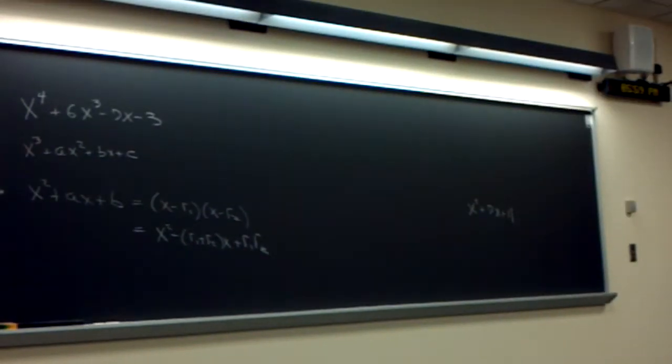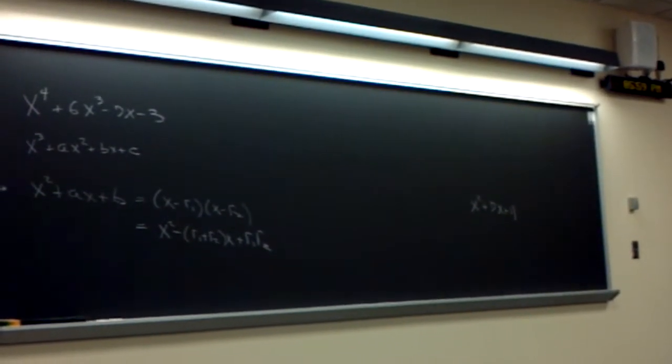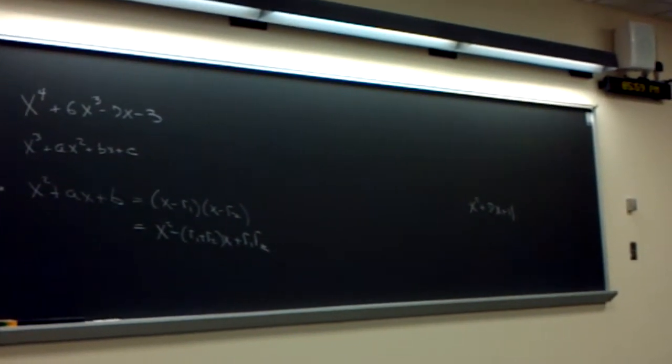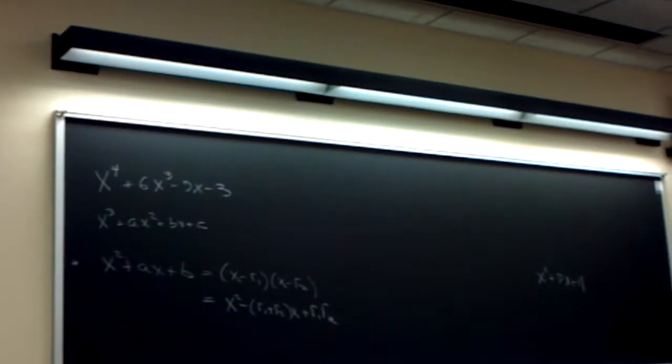So if I have x cubed plus ax squared plus bx plus c, and assume I know a, b, and c, can I look at that and immediately tell you what the product of the roots is and what the sum of the roots is?